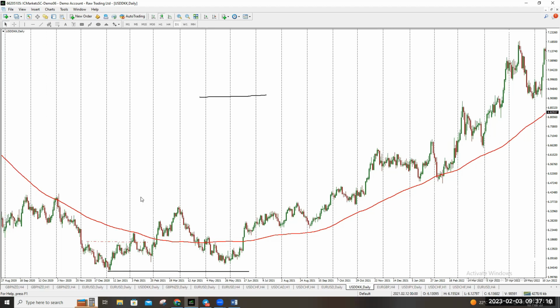Don't go using the 100 MA on the 15 minutes and talk about the trend. No, if you want the higher time frame trend, use it on the daily, the weekly, or the monthly. That way you'll be able to tell the direction of the market from the higher time frame.